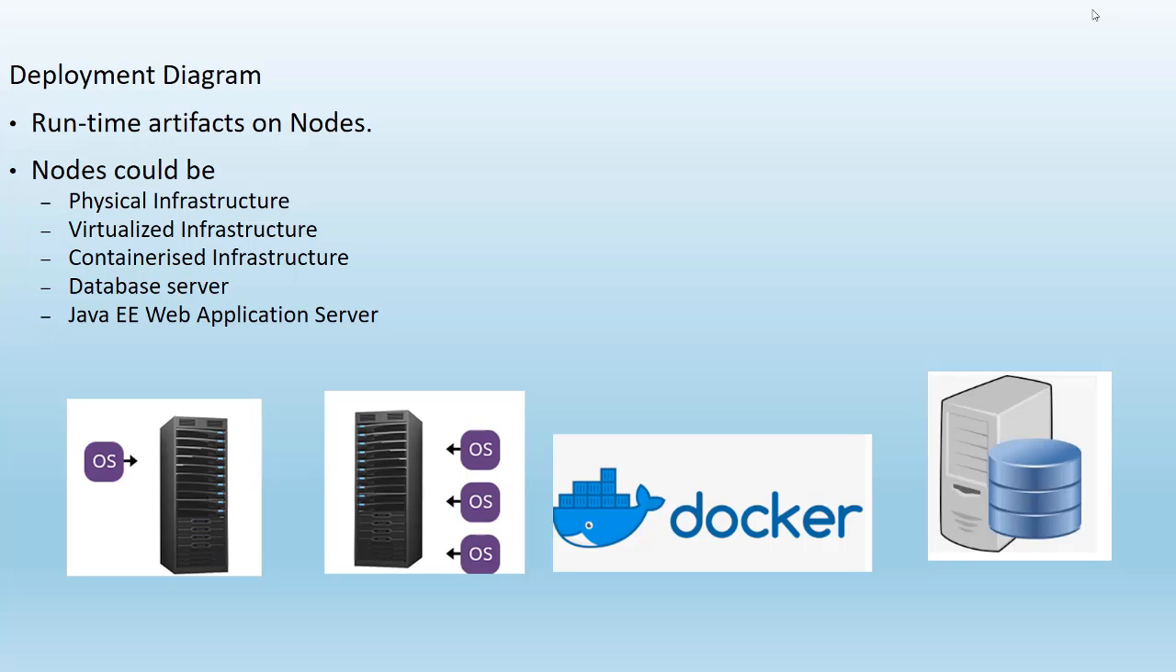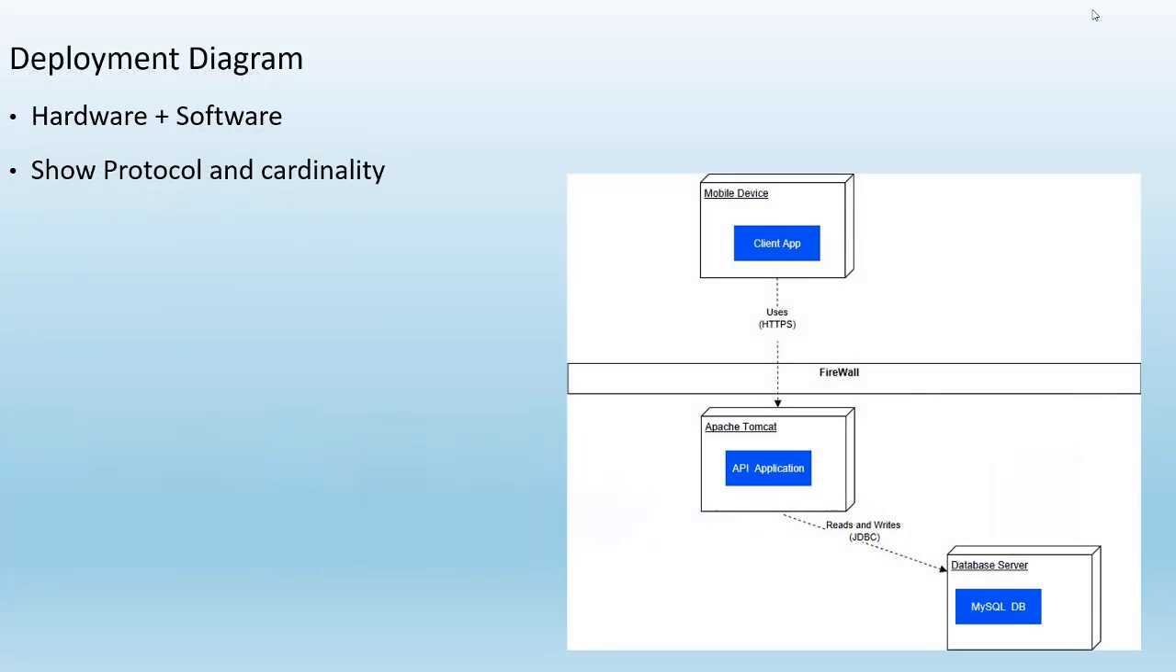Deployment diagram is where we start talking about the hardware and the software at the same time. It's a runtime view of the system. Sometimes in this diagram, you also show protocol, you also show cardinality. So if you think there's a load balancer, put it out there. If you think there's a clustered environment, make sure you add it in the diagram.